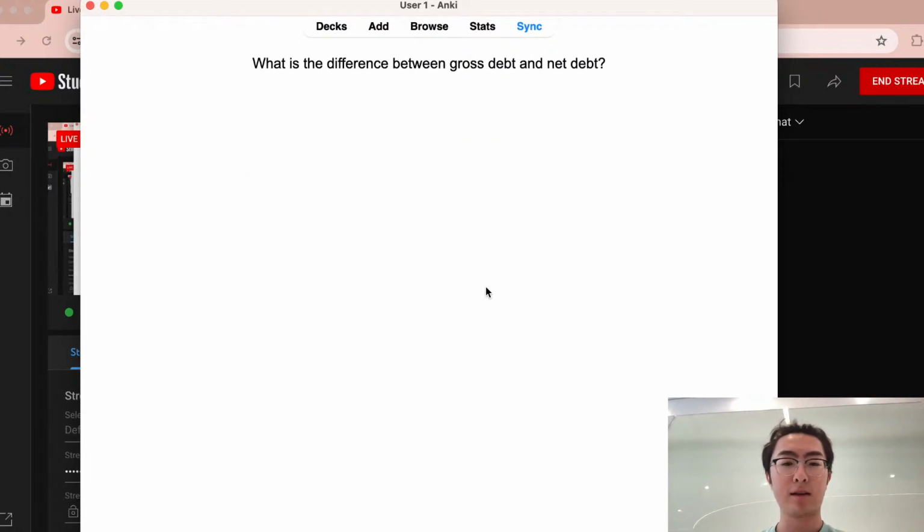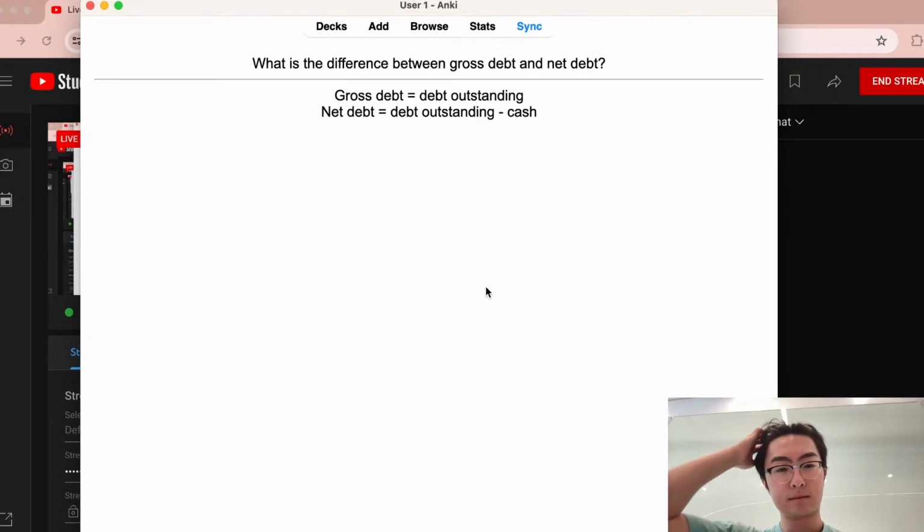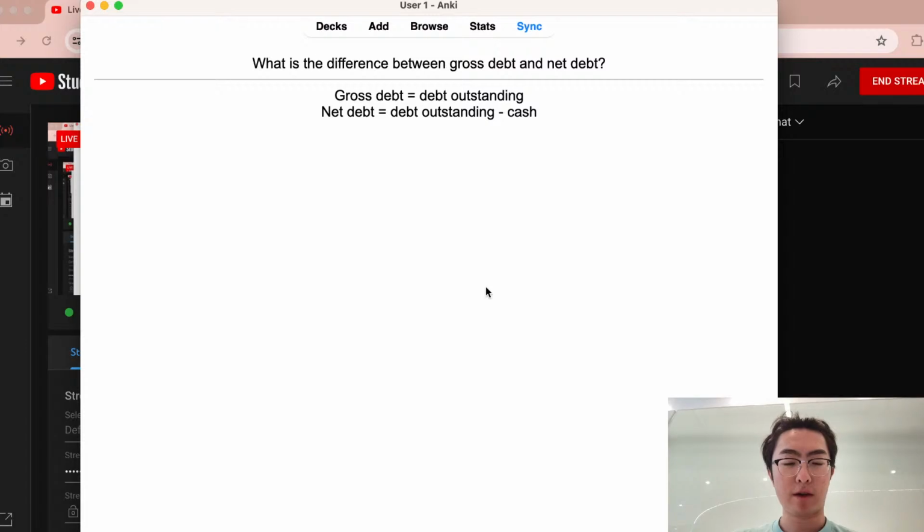Difference between gross debt and net debt. Gross debt, entire debt of the firm. Net debt, all the debts or gross debt minus cash. Okay, I'll take that. Now, should I do medium or hard? I'll do hard.